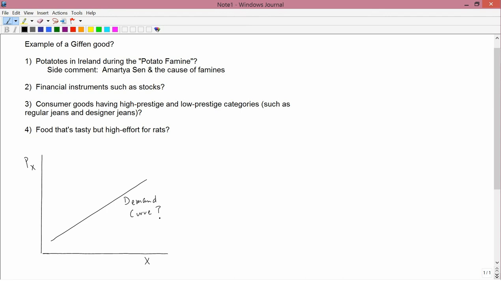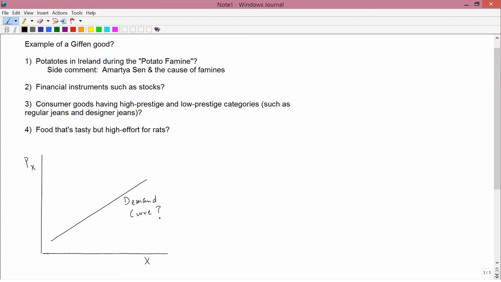Giffen goods, as introduced in a previous lesson, certainly seem to be weird. They are characterized by an upward sloping demand curve, as they're drawn in the lower left part of the screen, so that when the price of a commodity goes up, you decide you want more of it. The demand for it goes up. The quantity demanded goes up. So it's natural to ask, does this exist in the real world?